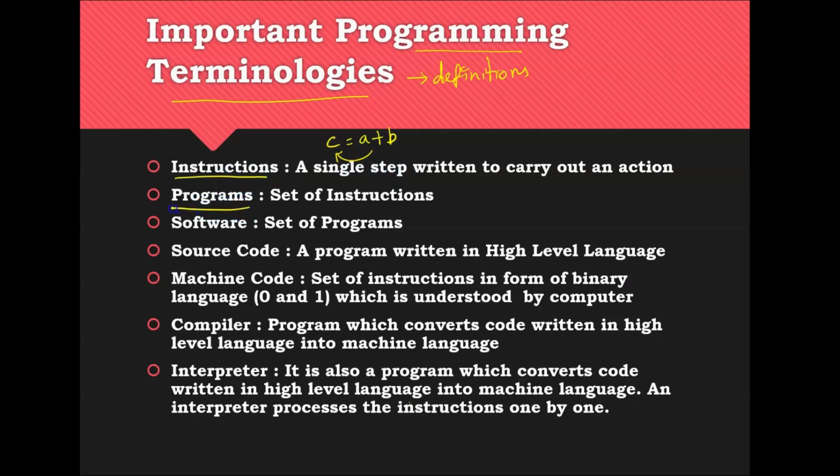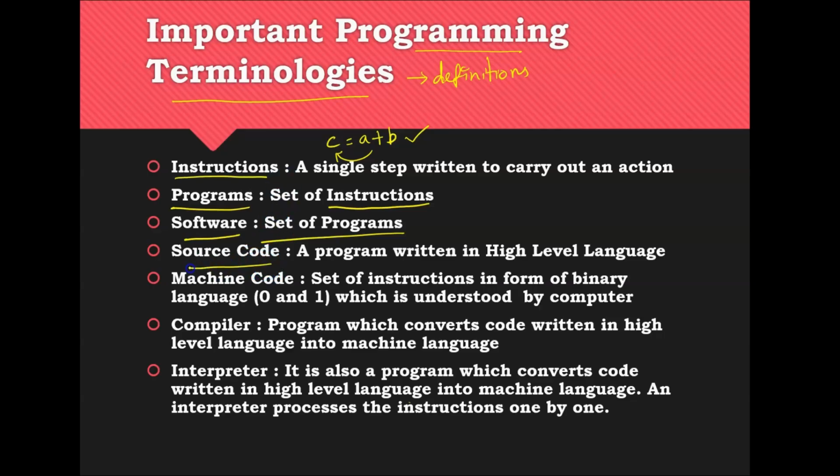So what is a program? A program is a set of instructions. Likewise, C is equal to A plus B is one instruction, and we have many instructions line by line to form a single program. Hope you all understand. And software. The next terminology is software. Software is nothing but a set of programs, a group of programs. All these are put together to form software.